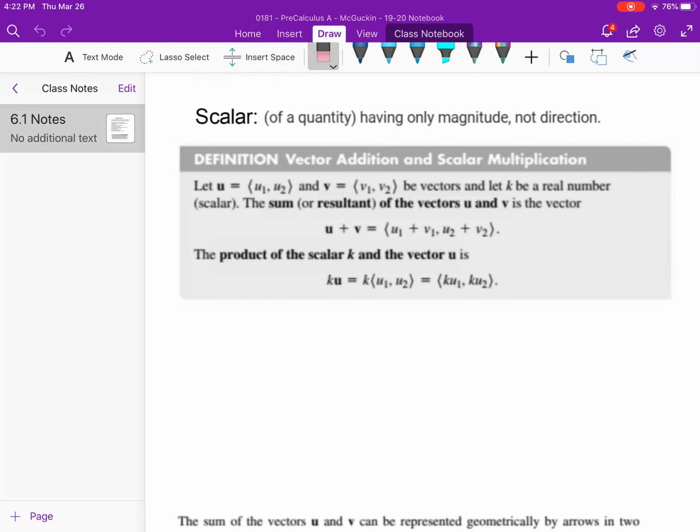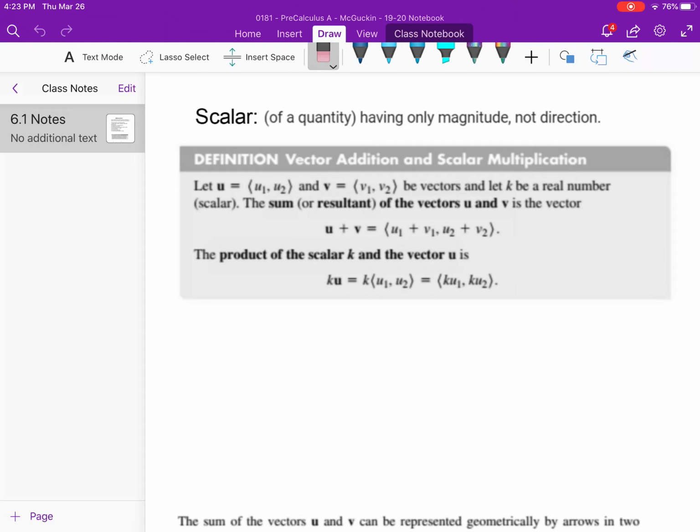So what are we going to use scalars for? Well, we really use them for the idea of scalar multiplication. But before we get there, let's talk about vector operations. Remember, by operation, I mean things like addition, subtraction, division, multiplication. So I want to discuss our concept of vector operations. I'm going to start with vector addition.